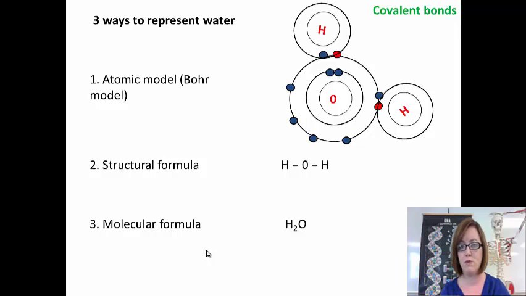These are 3 different ways to represent water. Up top here, this is the atomic model or Bohr model. Here is the structural formula for water. The single line between the H and the O represents a single covalent bond. And then, of course, you're likely very familiar with the molecular formula for water, H sub 2O.